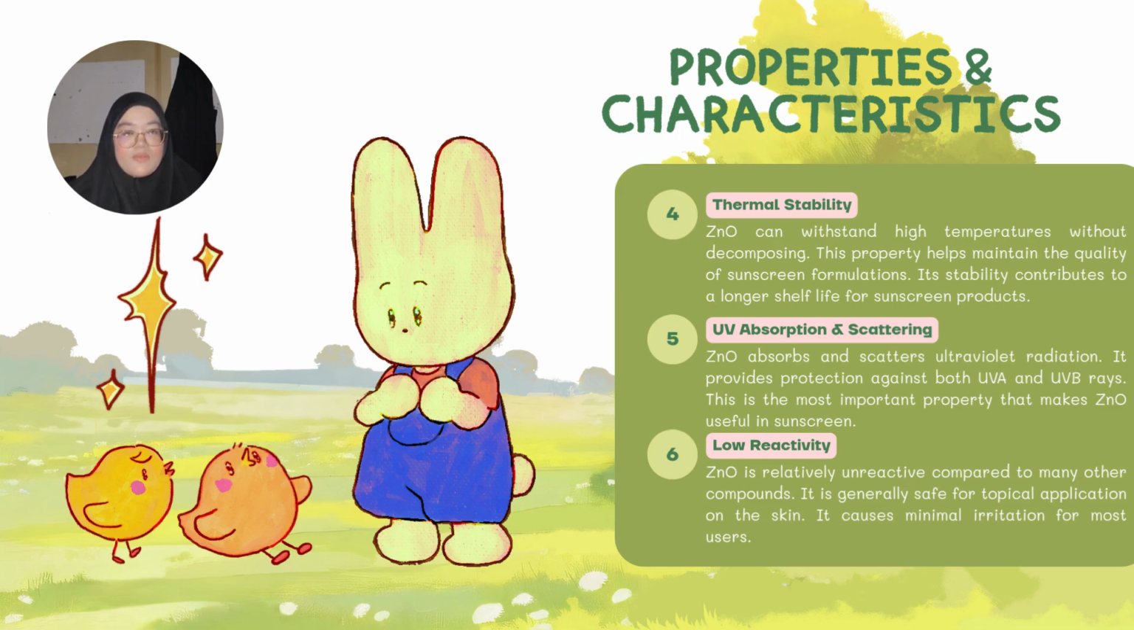Next, and perhaps most importantly, is its UV absorption and scattering capability. Zinc oxide is a powerhouse here. It physically absorbs and scatters harmful ultraviolet radiation, providing broad-spectrum protection against both UVA and UVB rays. This dual-action mechanism is exactly what makes it such a gold standard ingredient for effective sun protection.